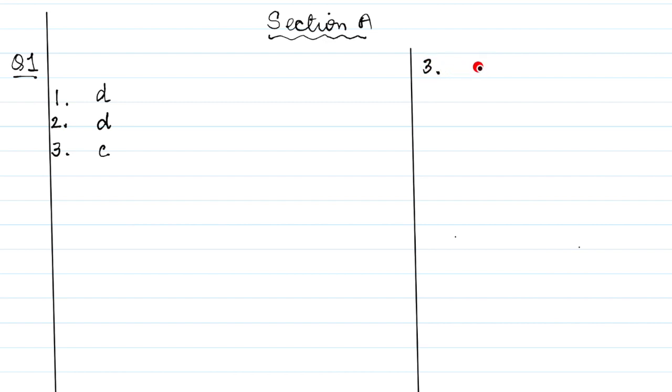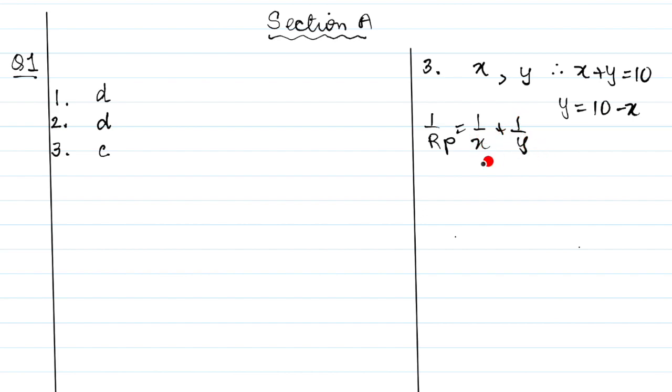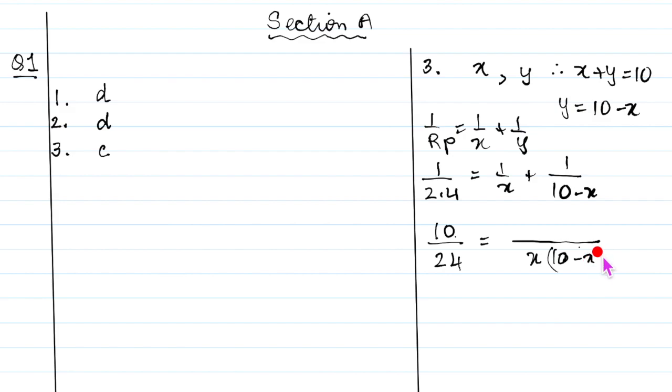We will call the two resistors as X and Y. Okay. This is our rough working we will show here. So we will have X plus Y is equal to 10. So Y will be equal to 10 minus X. Now 1 upon Rp is equal to 1 upon X plus 1 upon Y, and Rp is 2.4, so 1 upon 2.4 is equal to 1 upon X plus 1 upon 10 minus X. Okay, so I'll call this as 10 upon 24, and that is equal to here X into 10 minus X. So it will be 10 minus X plus X.